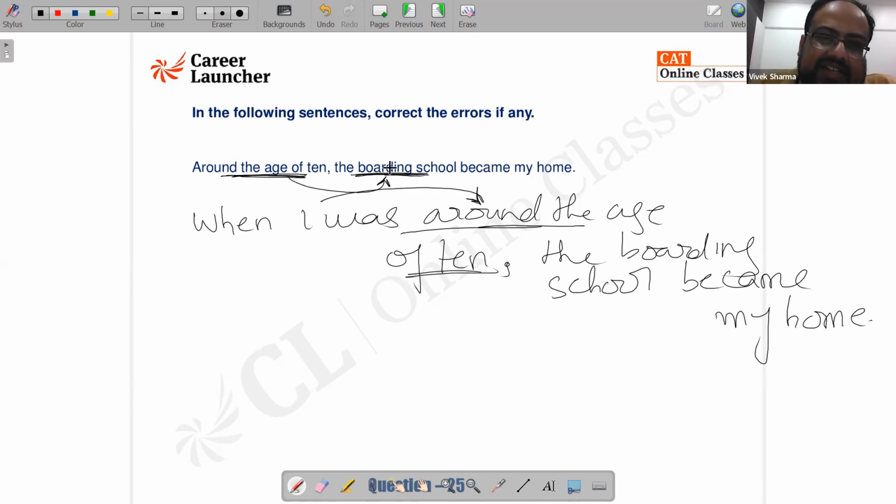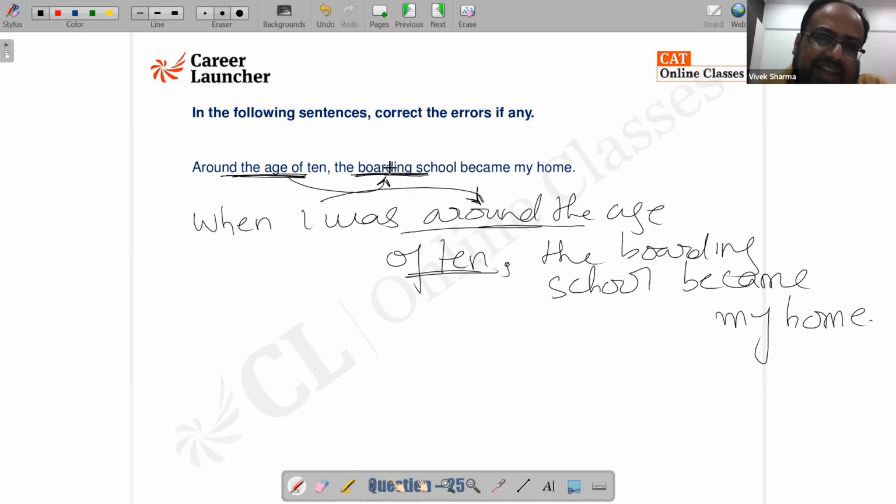Right? Because in the earlier sentence, it seems as if when the boarding school turned 10 years old, that is when it became my home. It's not completely impossible, but it's unlikely that I would talk about the age of the boarding school and that is when it became my home. More likely I'm talking about my age and at what age of mine it became my home. And so a better sentence is, when I was around the age of 10, the boarding school became my home.